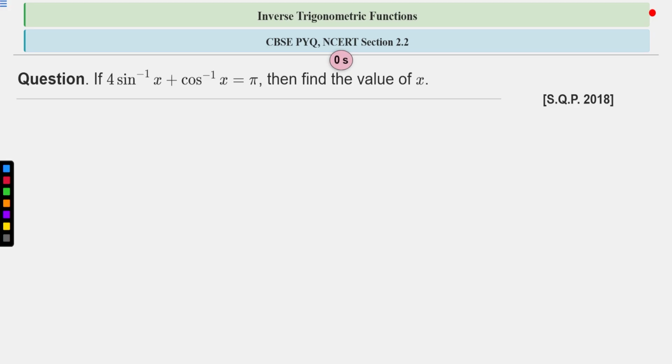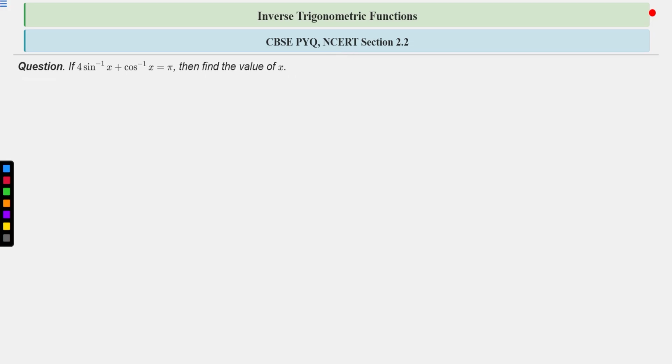Okay, let's move to the solution part. Question is, if 4 sine inverse x plus cos inverse x is equal to pi, then we have to find the value of x. See, 4 sine inverse x plus cos inverse x is given as pi. So we know that sine inverse x plus cos inverse x is basically pi by 2. Therefore, we can write cos inverse x as pi by 2 minus sine inverse x. Therefore, it will be equal to 4 sine inverse x plus pi by 2 minus sine inverse x, and it is equal to pi.